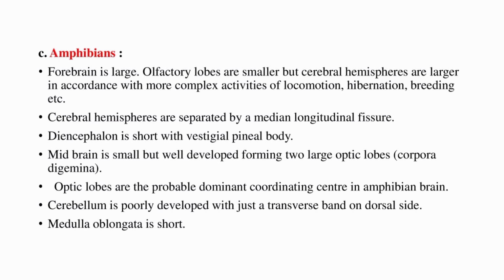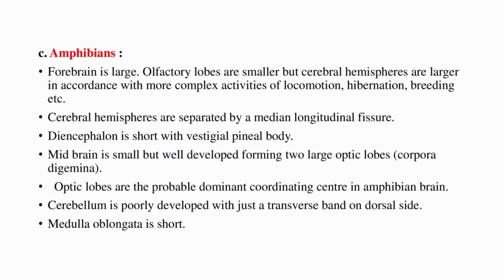Next, amphibians. Forebrain is large. Olfactory lobes are smaller, but cerebral hemispheres are larger in accordance with more complex activities of locomotion, hibernation, breeding, etc. Cerebral hemispheres are separated by a median longitudinal fissure.